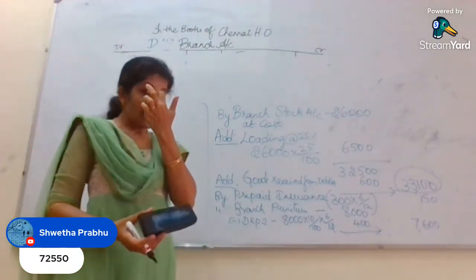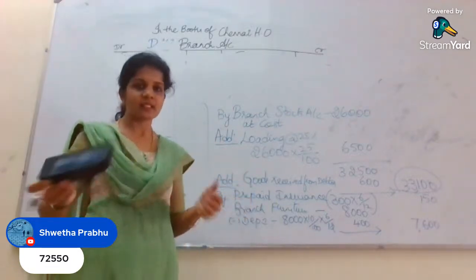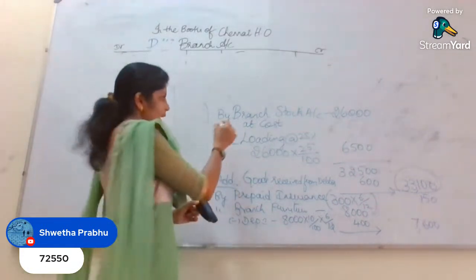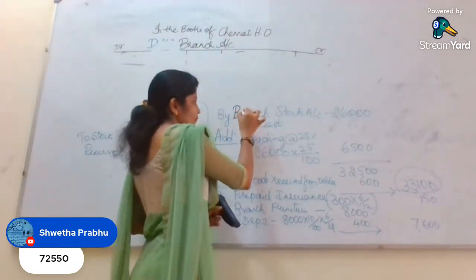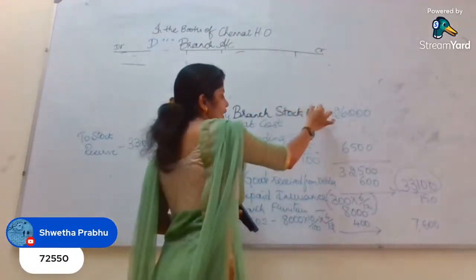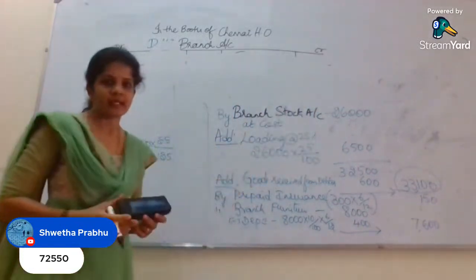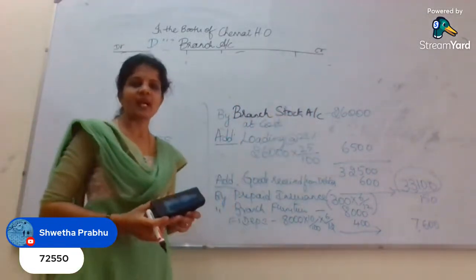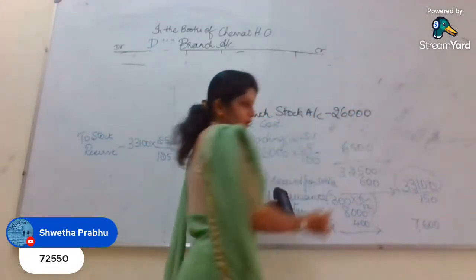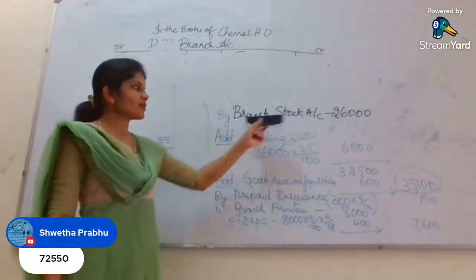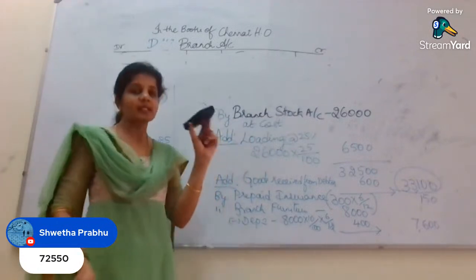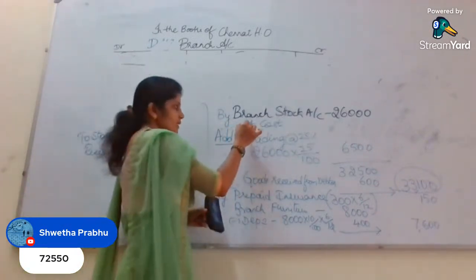Okay, look here. I'm showing only the adjustments. Other adjustments you can do from your end, but only these adjustments I'm showing. First one is the branch stock account. For recording the closing branch stock account, what do we have to do? We have to credit this, correct? That is by branch stock account. What is the amount of by branch stock account? This is 26,000 rupees. Whatever we are showing in this branch stock account is at cost price. It is clearly given in the problem, that is at cost.